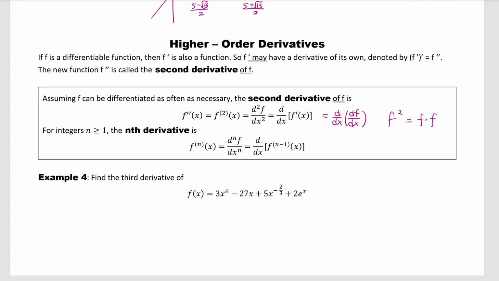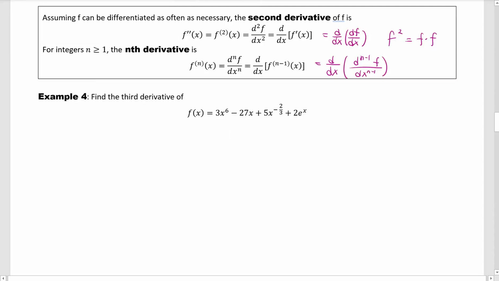So far so good, everybody? It's the derivative of the n minus 1 derivative. So you combine these two: you get d to the n, and then you combine dx and dx to the n minus 1, and it becomes dx to the n. Alright, that's the notation. Let's look at example 4.